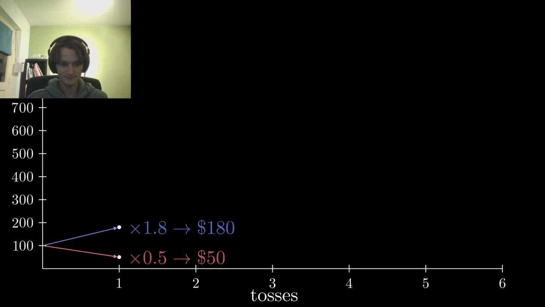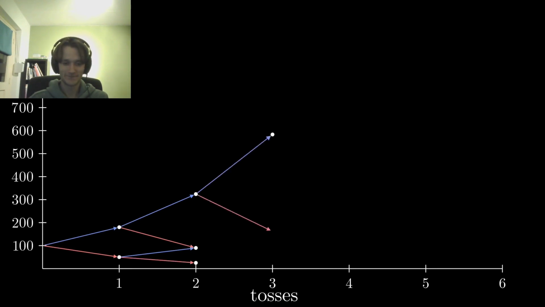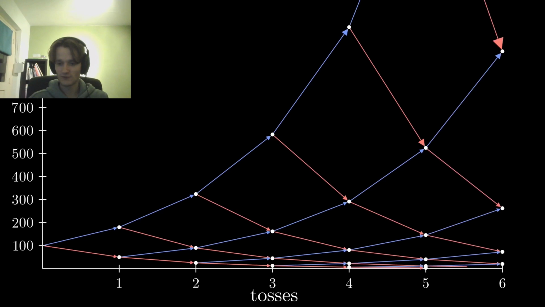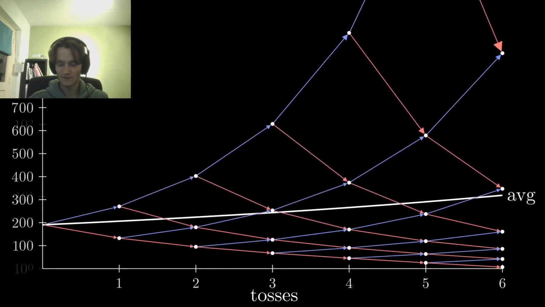From each of these 2 points, we can flip heads or tails. Note that flipping 1 heads and 1 tails already drops us down to $90. Just one more. The average increases, pulled up by the luckiest outliers. Let's change to a logarithmic view.